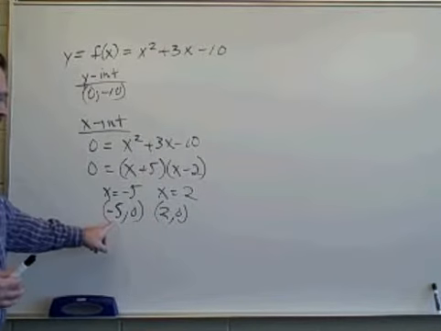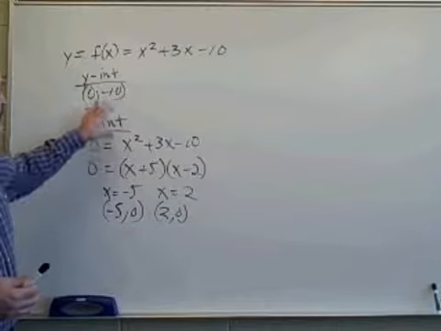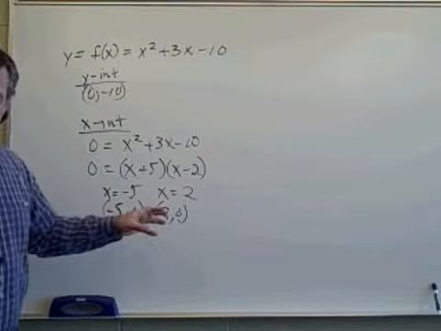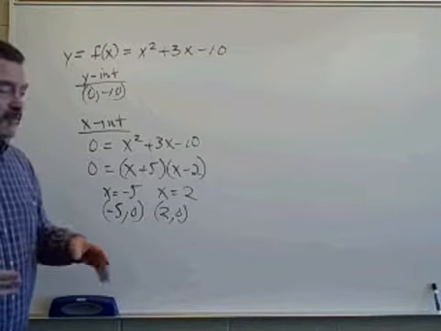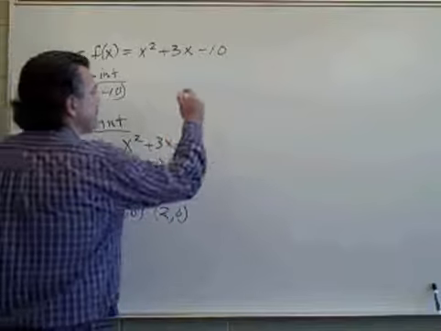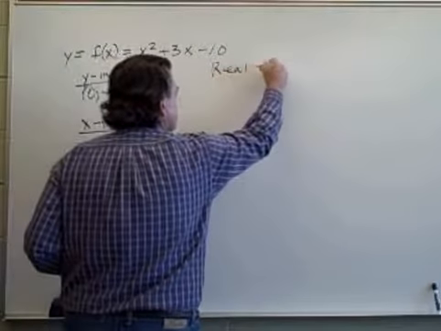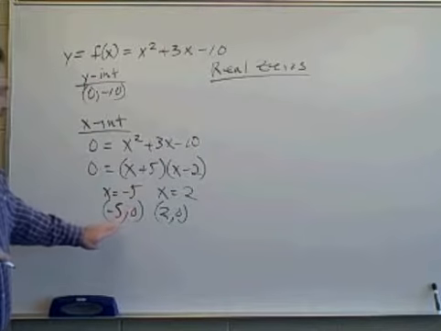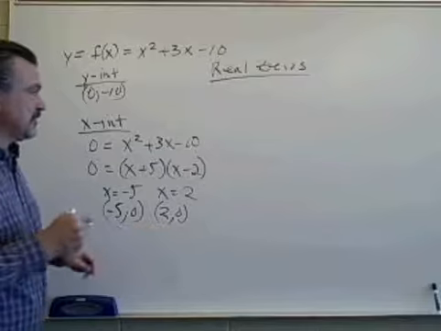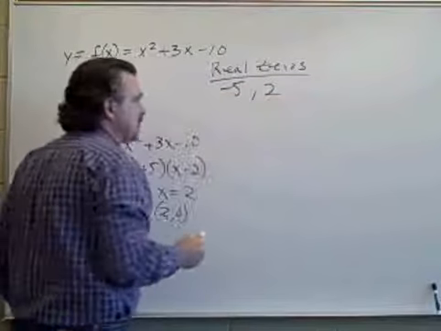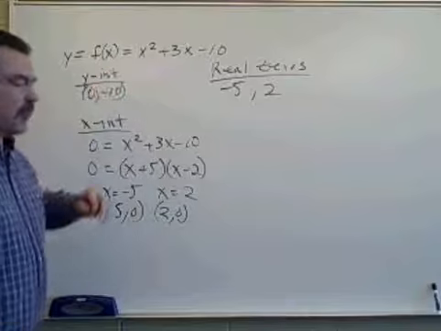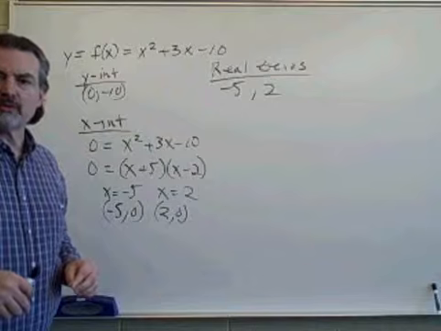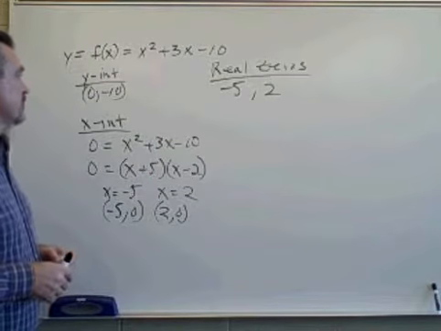Since these x values make the function value equal 0, those values are called, and they are real numbers, the real zeros of that quadratic function. So for this quadratic function, x being negative 5 or x being 2 would be the real zeros of this quadratic function. They are also sometimes called the real roots of the quadratic function.